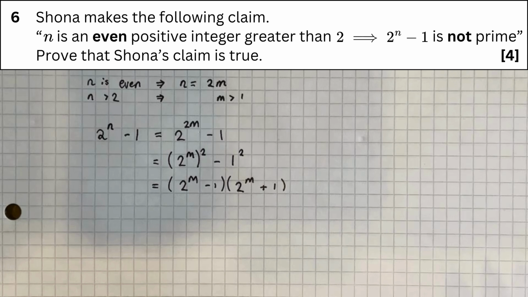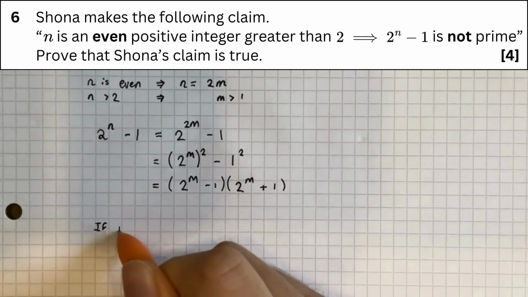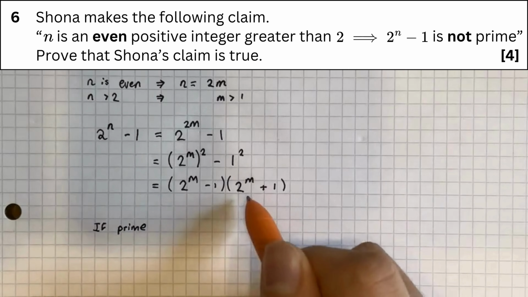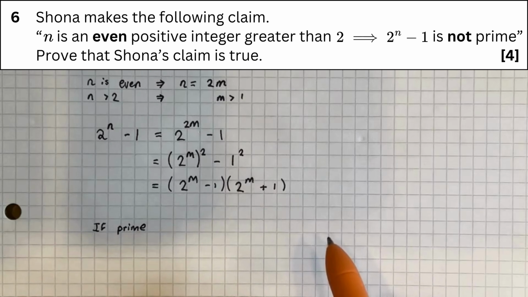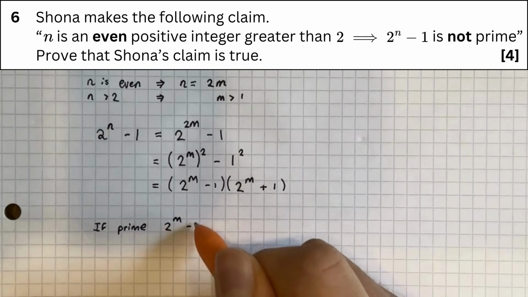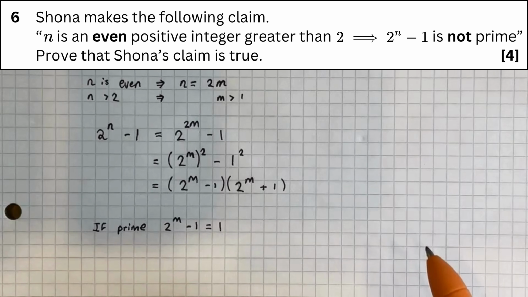Now prime numbers don't have any other factors other than 1 and themselves. So if it's written as a product of 2 brackets, if this were prime, one of these 2 brackets would be equal to 1. In our case, it's going to be the smaller one. So 2 to the power of m minus 1 would have to be equal to 1. And if we follow this working through to find m, we'll just see that this isn't true.